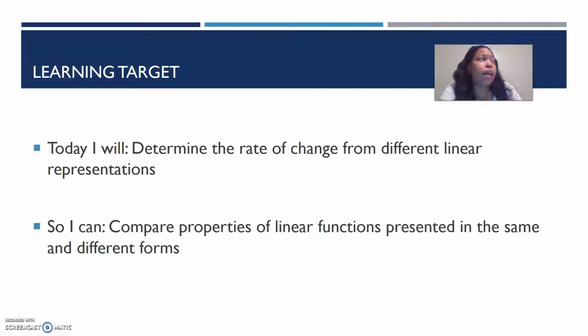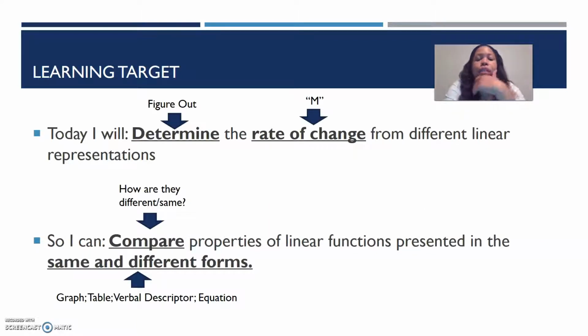I want us to pause and reflect on what those different linear representations are. Remember, that is a graph. That's a table. If I gave you an equation, or if I gave you a word problem, which is a verbal descriptor, can I find the rate of change from all those things so that I can compare?